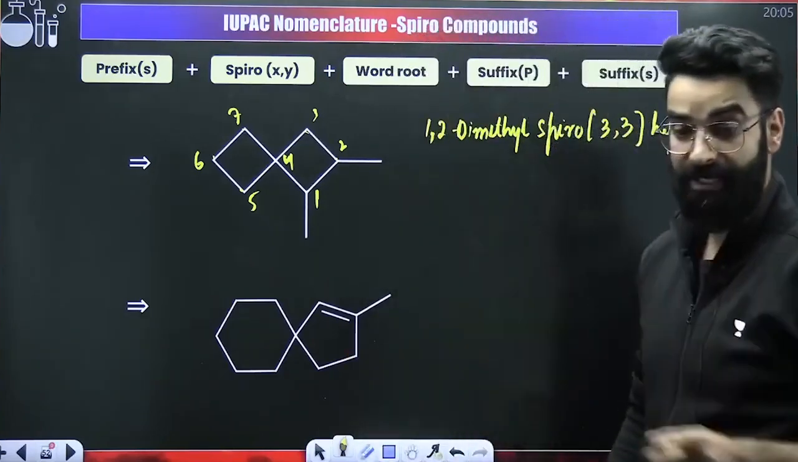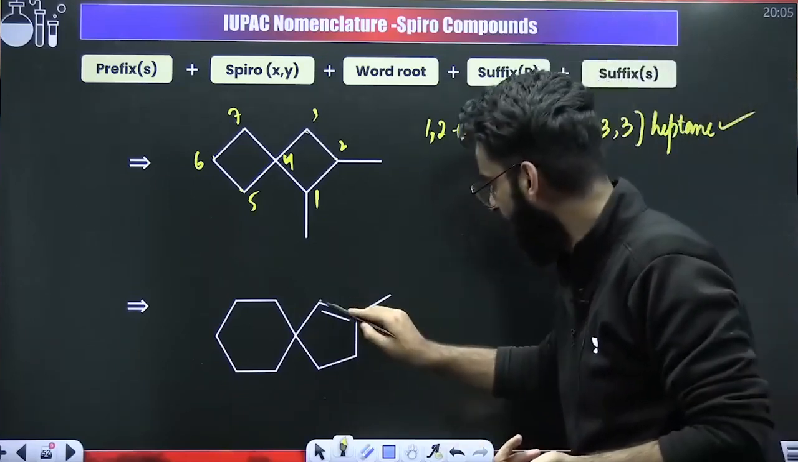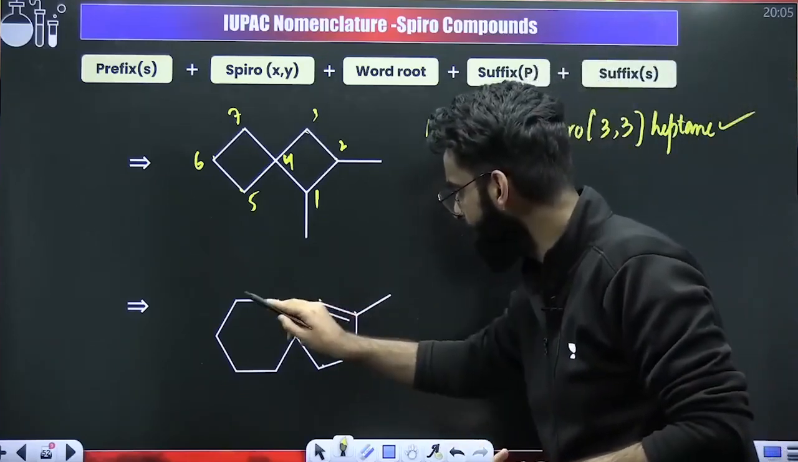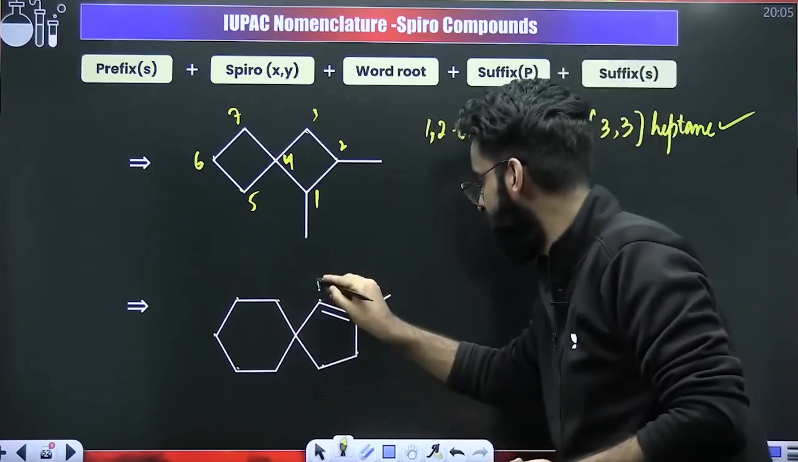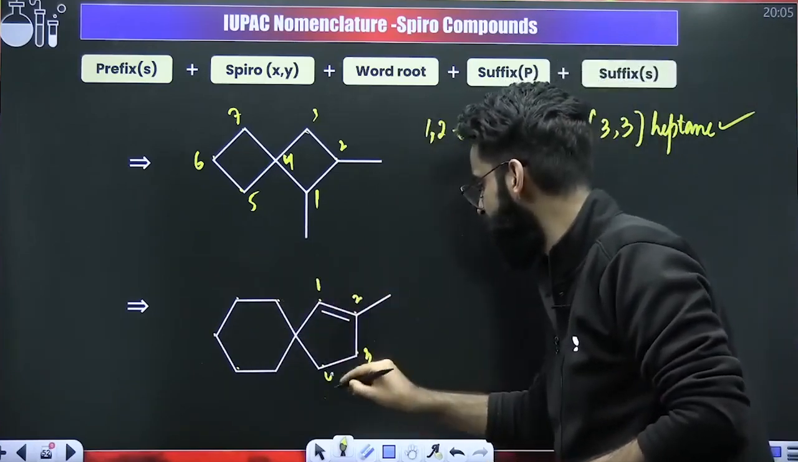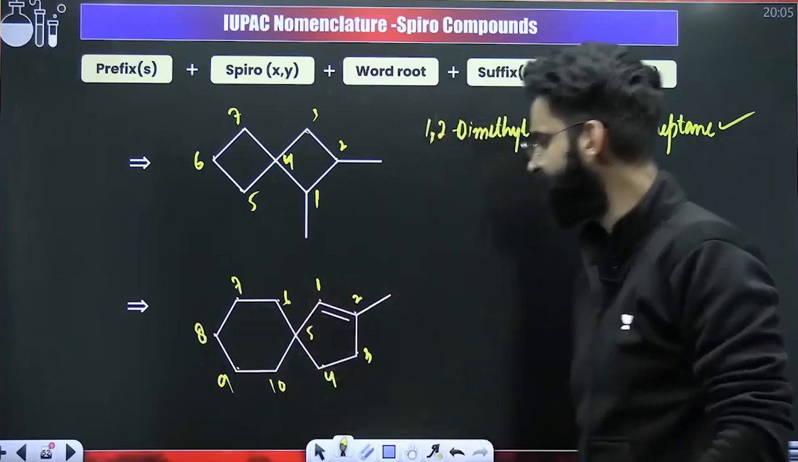Look at this one. Start the numbering from that ring which is smaller in size. Which one is smaller in size? Have a look. 1, 2, 3, 4. 1, 2, 3, 4, 5. This one is smaller in size. Let me start from here. This is carbon number 1, this is 2, this is 3, this is 4, 5, 6, 7, 8, 9, and 10.